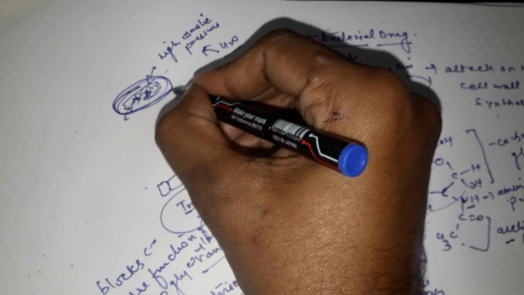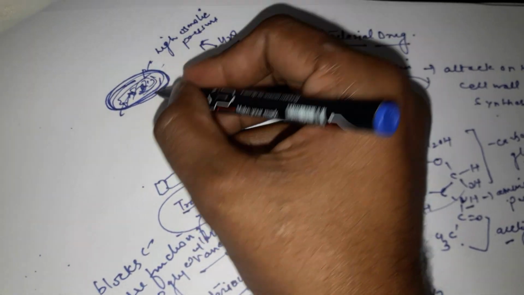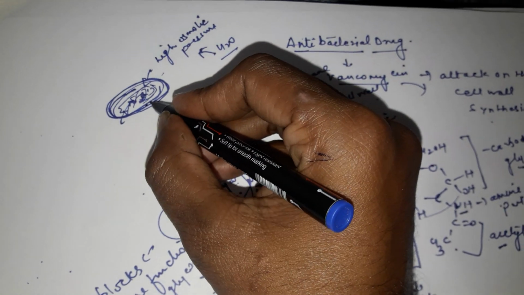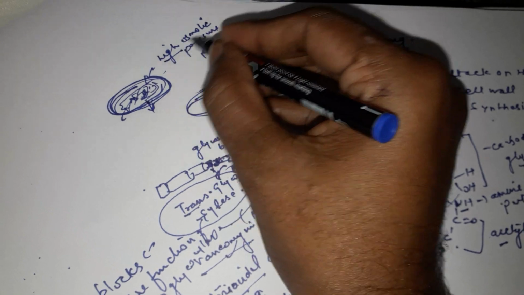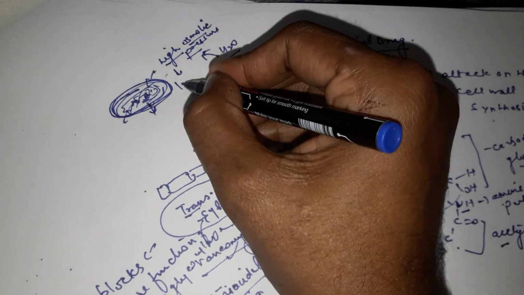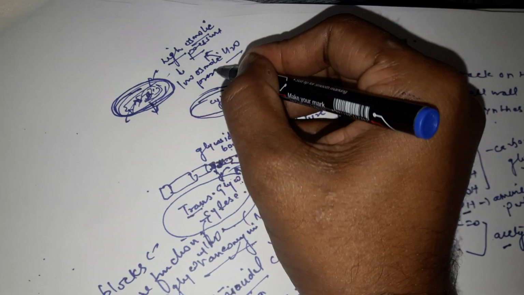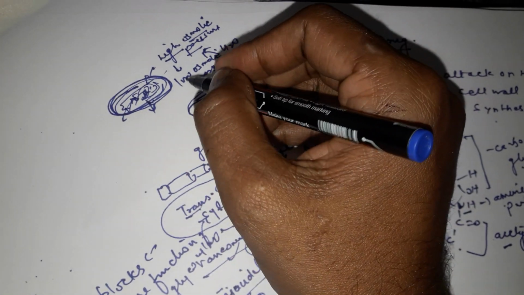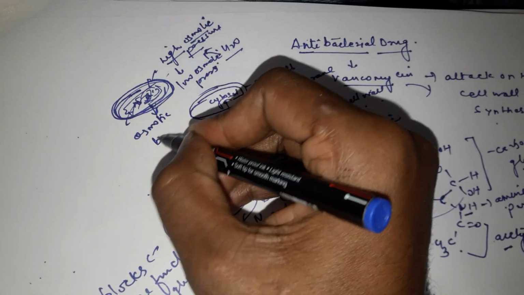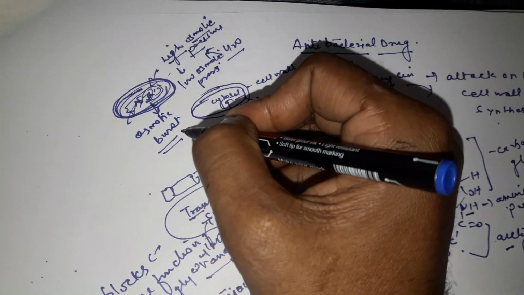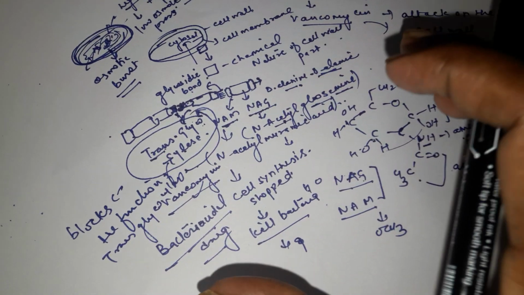If cell wall synthesis is stopped here, the high osmotic pressure will change to low osmotic pressure. Here what happens is osmotic burst. It is a simple mechanism, but you should remember this part.